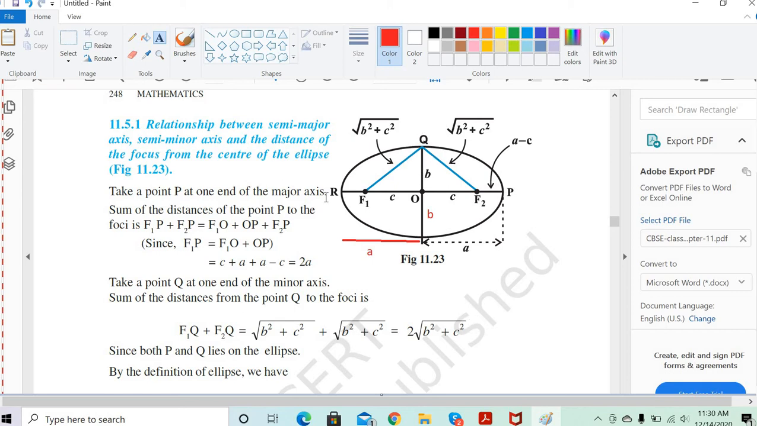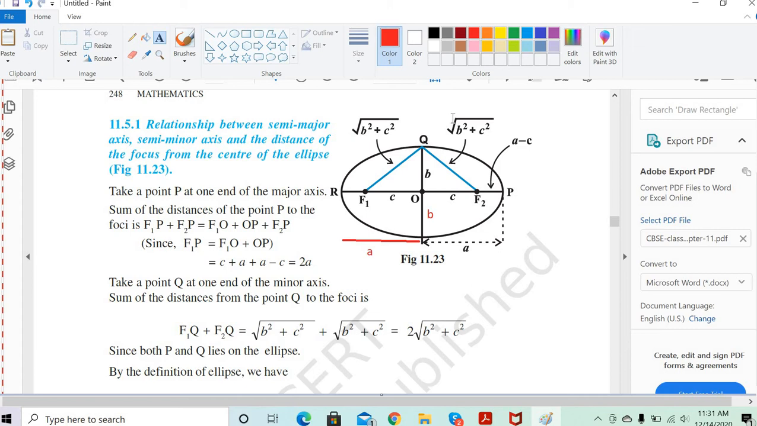So basically, what will be the distance F1Q? Let's find out the distance F1Q. In the triangle F1QO, you can apply the Pythagoras theorem. So F1Q can be written as the square root of B square plus C square, right? And the distance of Q from F2 also will be the square root of B square plus C square. Right?